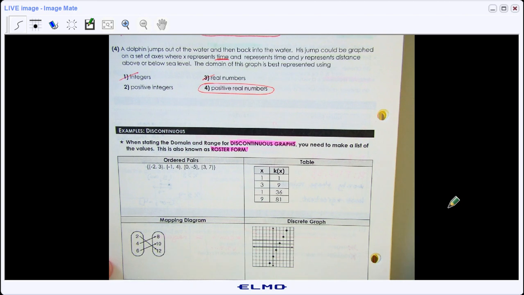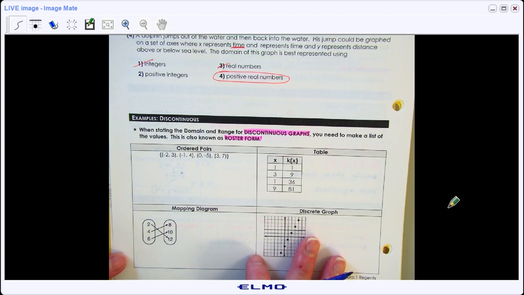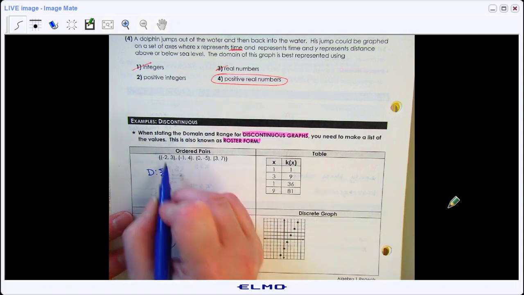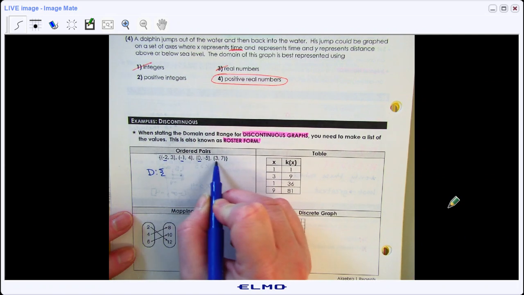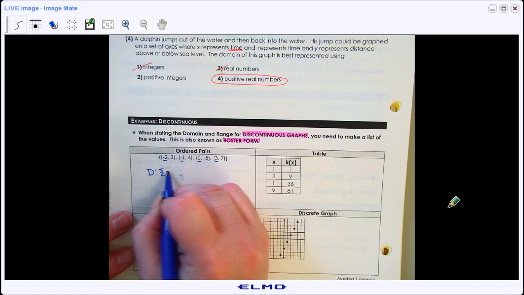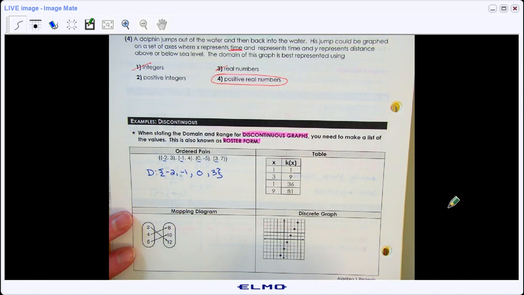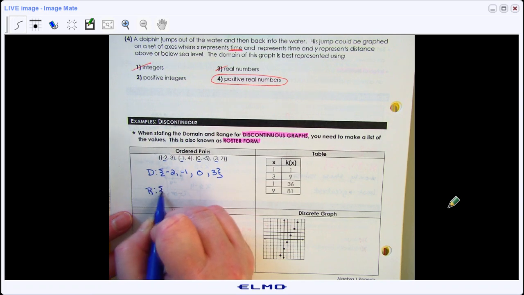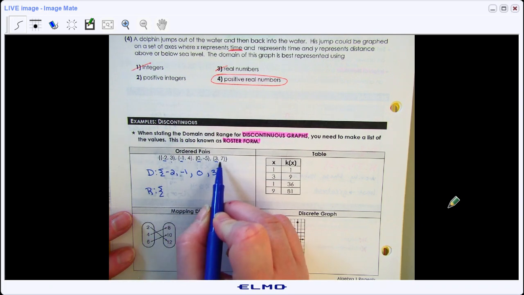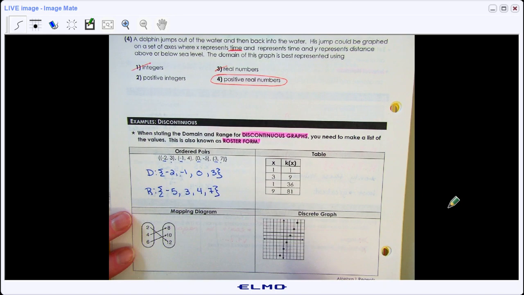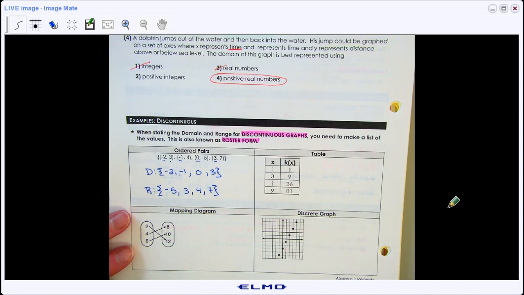All right, so let's take a look at our discontinuous graphs here. One example of a discontinuous graph would be your ordered pairs. We've practiced this a little bit last time. So with our ordered pairs, domain would be your x's. If I'm looking at all my x's, I need to go in order from least to greatest. So -2, -1, 0, and 3. Then my range, looking at my y's, I got 3, 4, -5, 7. So -5 has to go first, then 3, 4, and 7. Domains are our x's, ranges are the y values.